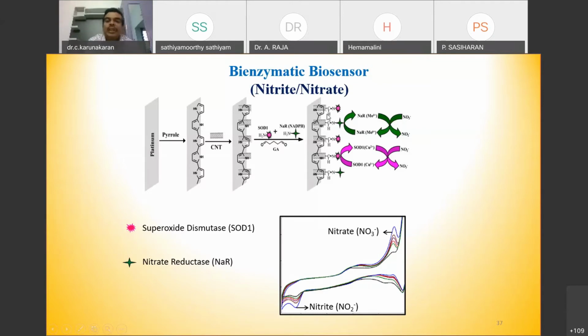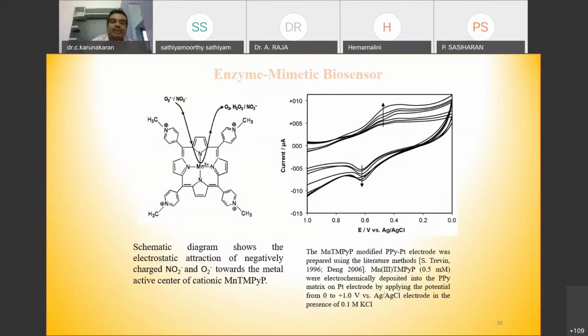We have also developed an enzyme mimetic-based biosensor. For example, manganese porphyrin and copper porphyrin act as biomimetics. They have used these biomimetics for the detection of nitrite.